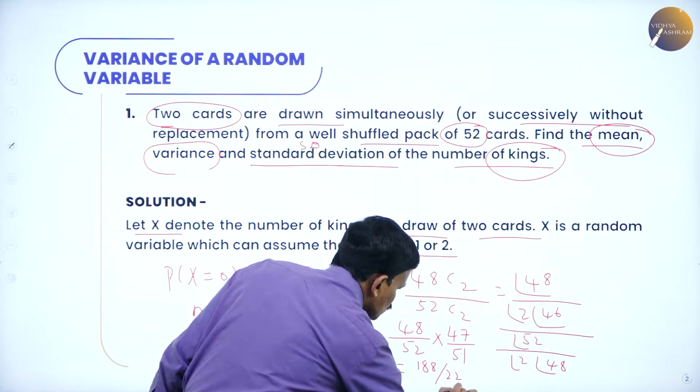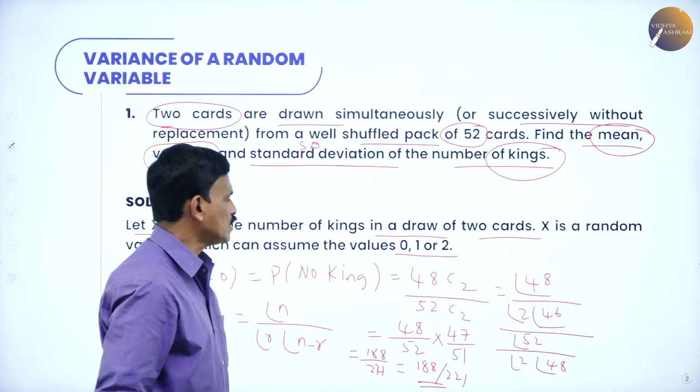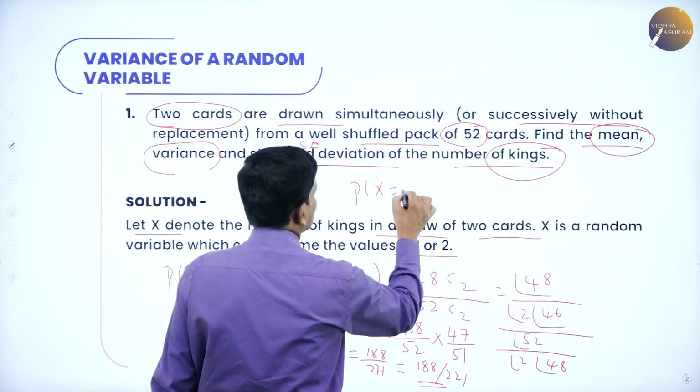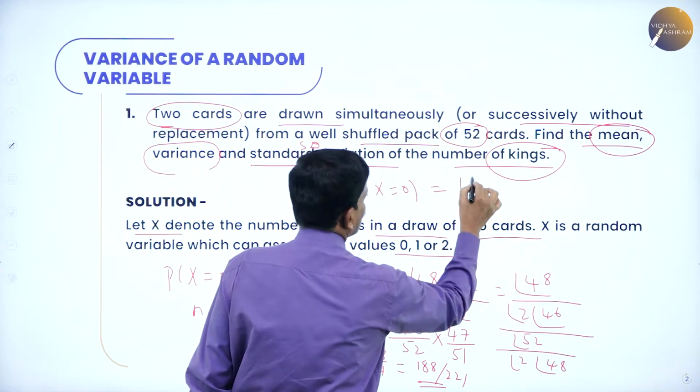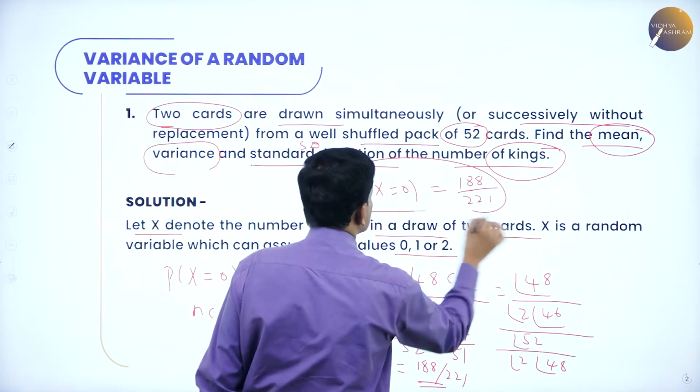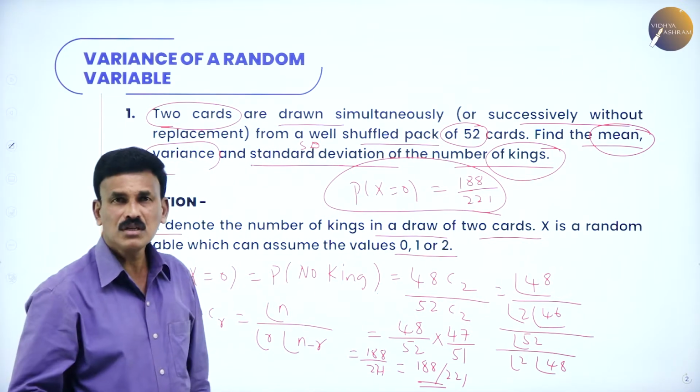If you simplify, you will get the answer as 188. So, therefore, probability of x equal to 0 is 188 divided by 221. This is for the first case. Okay. Now, listen to me.